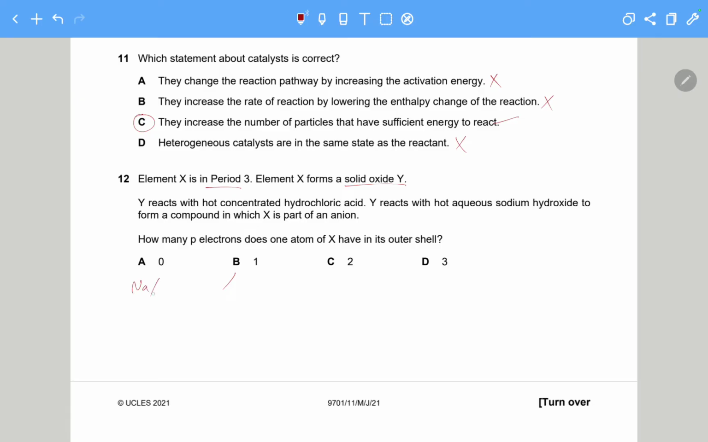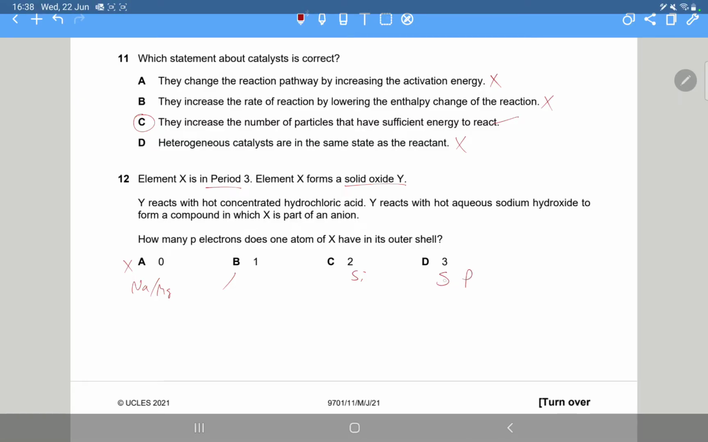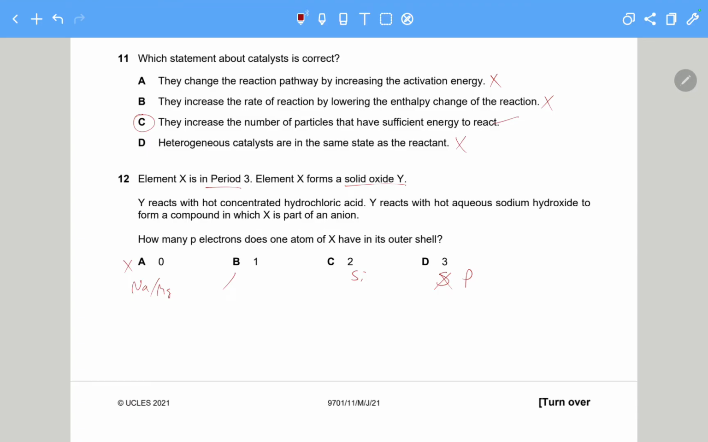0, that's sodium or magnesium. These have no p electrons, and they won't be anionic because they like to be in cations, sodium and magnesium. So 0 is not the answer. 2, that's silicon, and the silicon oxide will not react with HCl because silicon oxide itself would be acidic. And then 3 is sulfur. Sorry, it's not sulfur. It will be phosphorus, and again P4O10 is acidic, and it won't react with HCl. So that only leaves us with B.